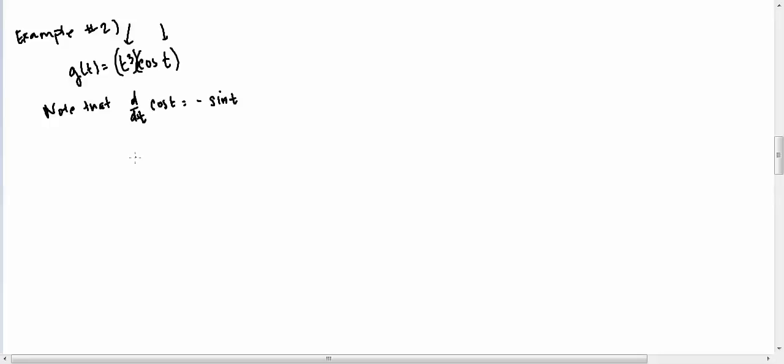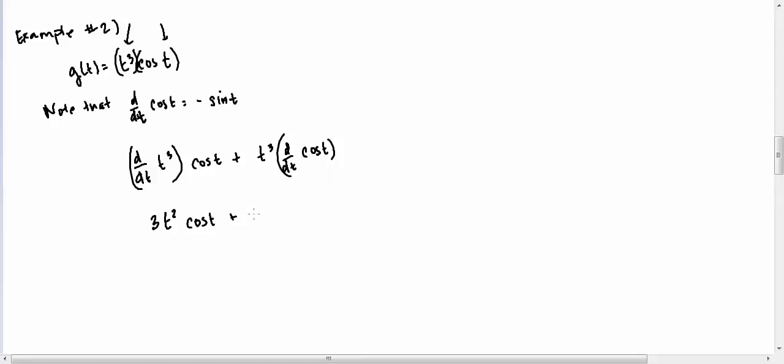All right, so this would be d dt of t cubed times the cosine of t, and I'm going to put a plus, and then I'm going to say t cubed times the derivative of the second thing. Alright, now the derivative of the first thing is 3 times t squared. That's pretty straightforward. And the derivative of the second thing, well, we already know that.